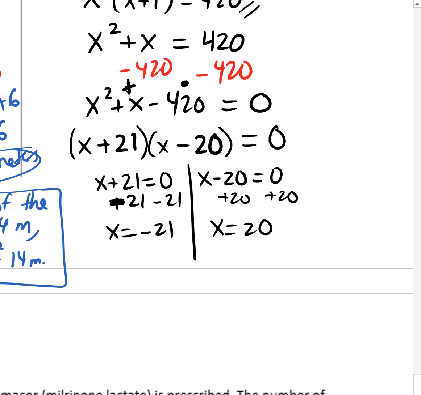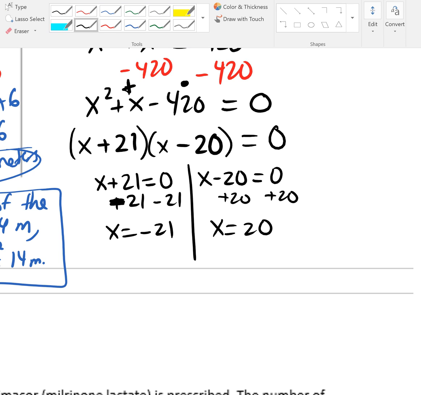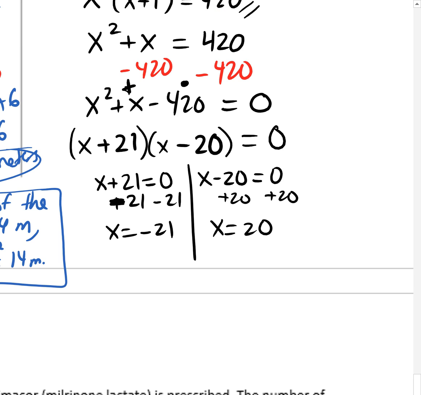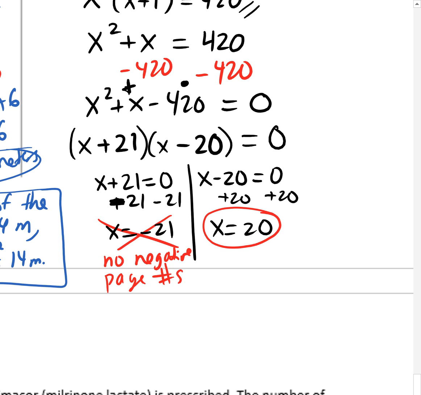But what did x stand for? We labeled x as the first page number. There should be only one right answer, and it's going to be the positive one, like in the last problem, because have you ever seen a book that had a page number negative 21? I don't think so. No negative page numbers. No way that's going to happen. So it must be 20 is the first page number. Then what would be the second page number? Well, you don't have to do a lot of math. It'd be just the next page, which is 21. So there we go. The page numbers are 20 and 21.